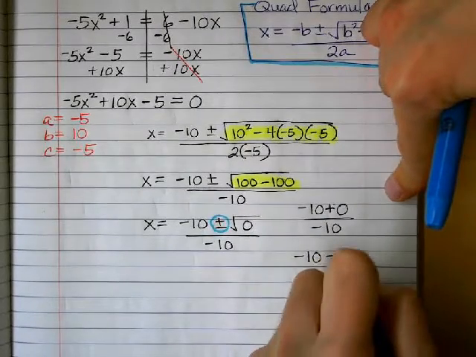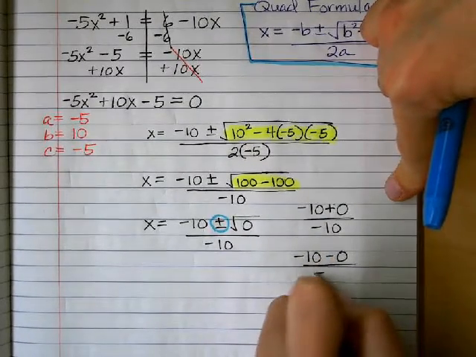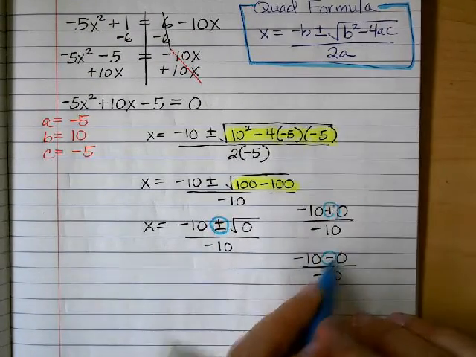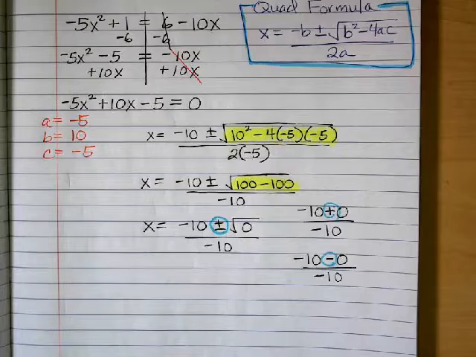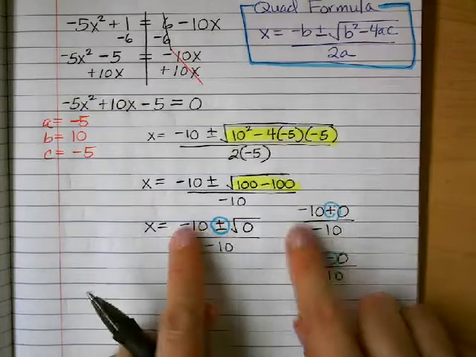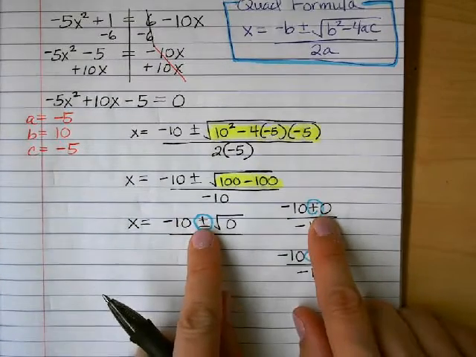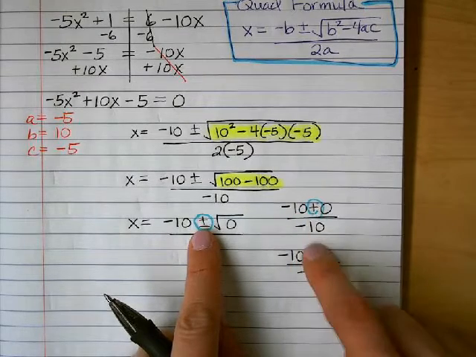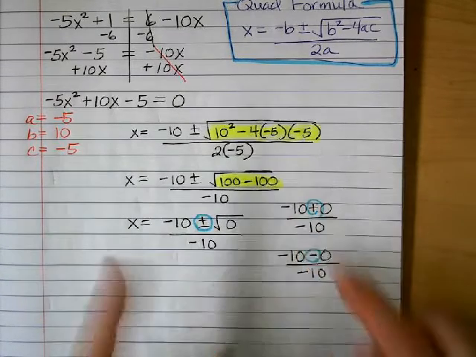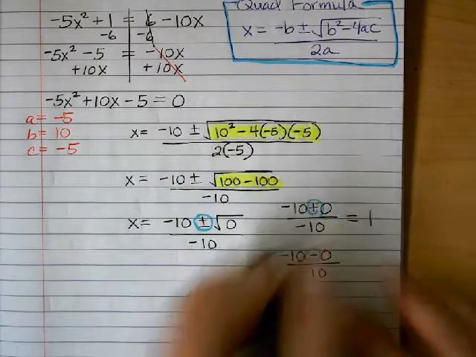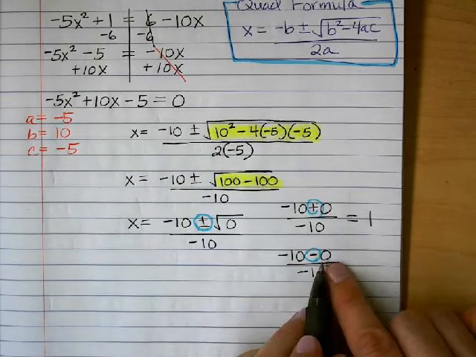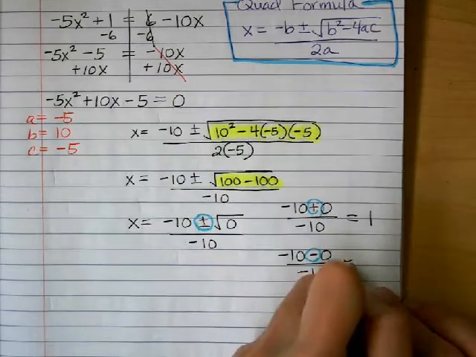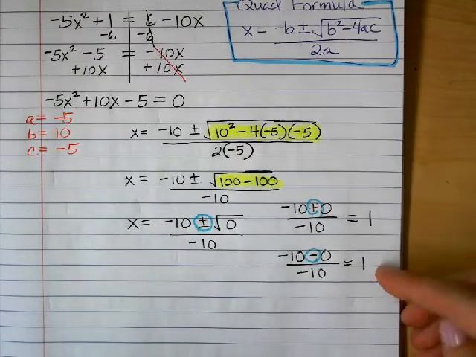This plus or minus thing, you guys, it means there's two ways to do this problem. Negative 10 plus 0. Well, what's negative 10 plus 0? Negative 10, and then divide by negative 10, what do you get? Okay, you get 1. What's negative 10 minus 0? That's still negative 10, then divide by negative 10. Oh, I got 1. I got 1 both times. So x equals 1. I got one real answer.